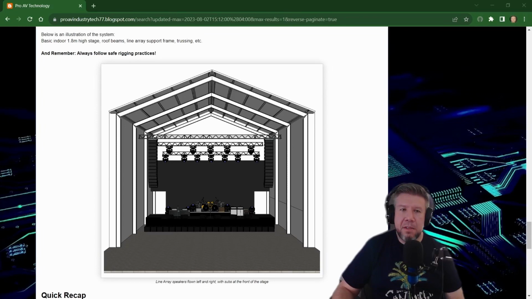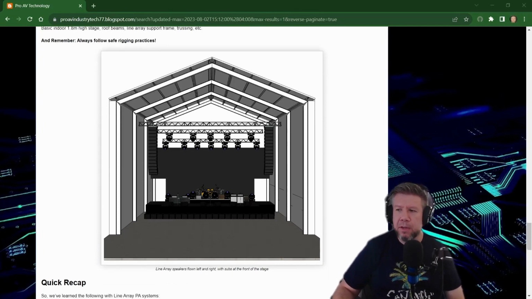Depending on the application and the venue, you might not want to put your subs on the floor. You might want to rig your subs, depending on the manufacturer of that specific system. They either go behind or on top of the actual line array system. But like I said, it all depends on the manufacturer.